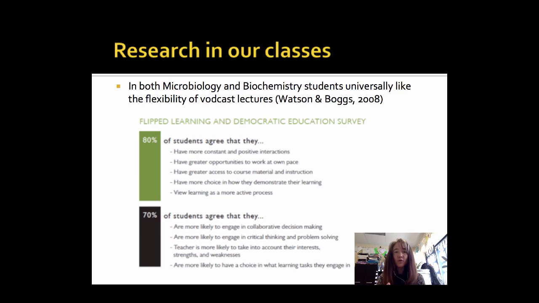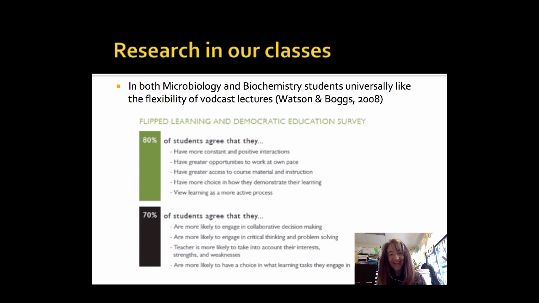And we saw some similar results to what was seen in the review of flipped learning. This image comes from the review of flipped learning. 80% of students agree that they really like the ability to work at their own pace. Our numbers were very similar to that. They like having greater access to the course materials. They have the choice. There's an increasingly democratic classroom.